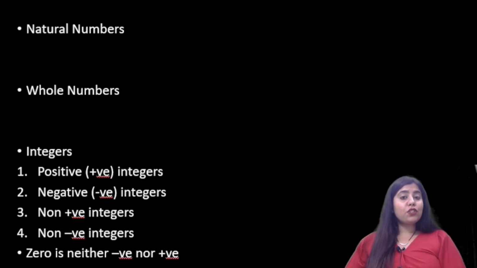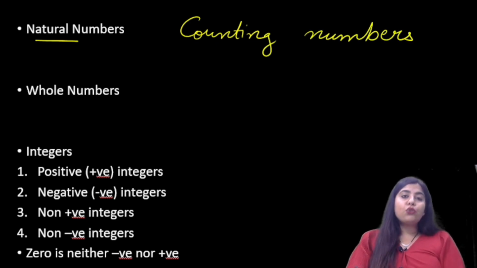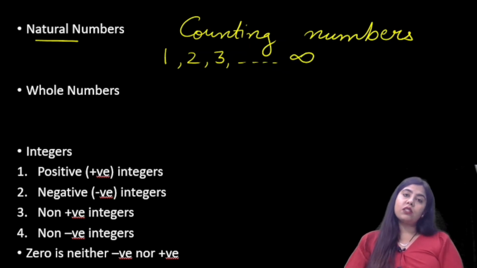Okay, so first of all, let's recall what we already know. Let's start with the natural numbers. What are natural numbers? Natural numbers are the counting numbers. Counting numbers means the numbers which are used to count anything, and we know that whenever we have to count anything, we start from 1, 2, 3 and move on, and it will go up to infinity. We have infinite numbers, so the counting numbers are infinite, hence the natural numbers are 1, 2, 3 up to infinity.